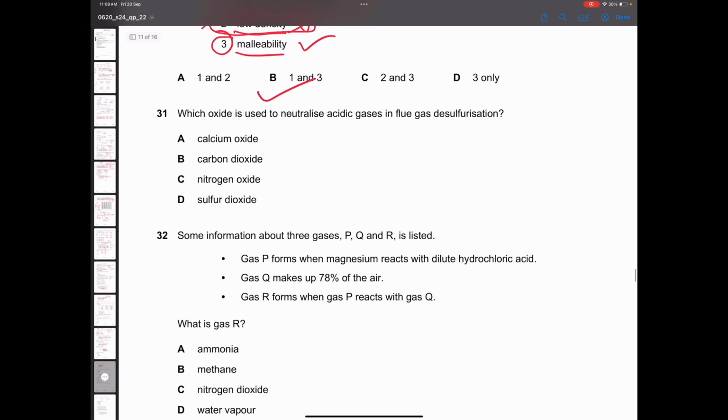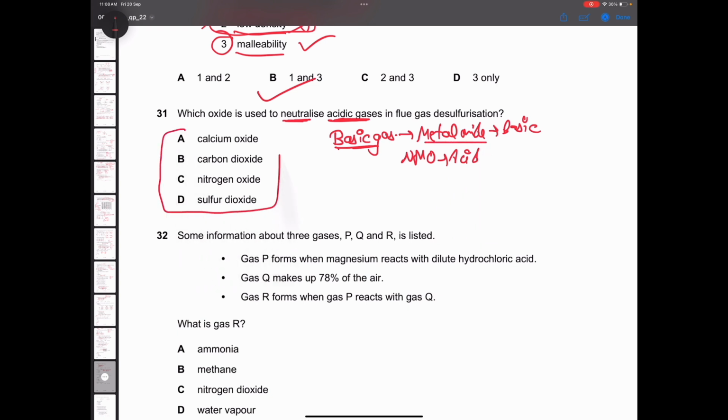Question 31. Which substance is used to neutralize acidic gases in flue gas desulfurization? Alright. So let's say you have not studied this topic, but you have studied acids, bases and salts. In order to neutralize an acidic gas, you need a base. Now, metal oxides are basic in nature, non-metal oxides are acidic. So, in order to neutralize an acidic gas, you need a basic substance, which is a metallic oxide. Out of the four options, there is only one metallic oxide. That is option A. Very simple.